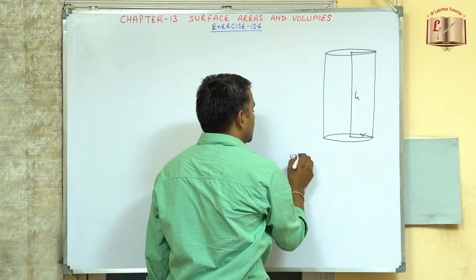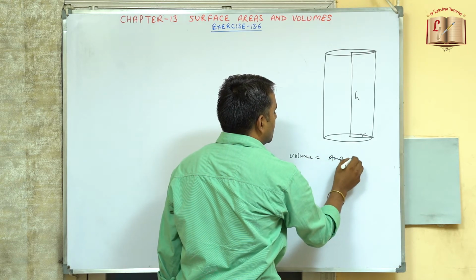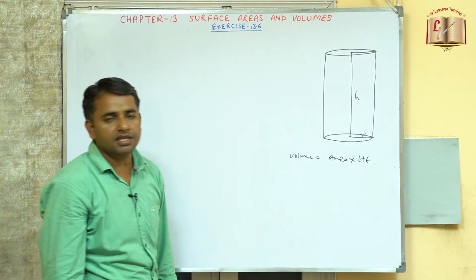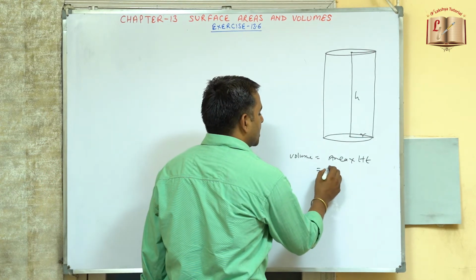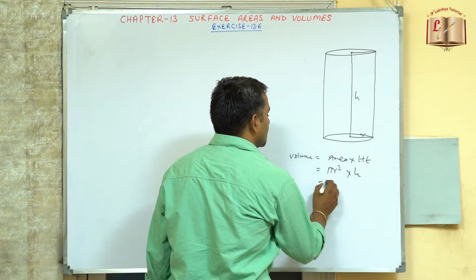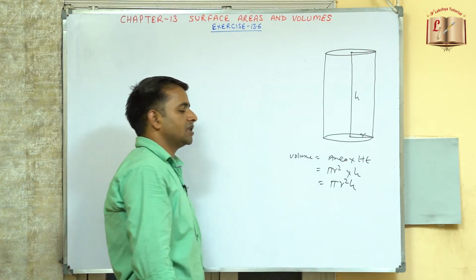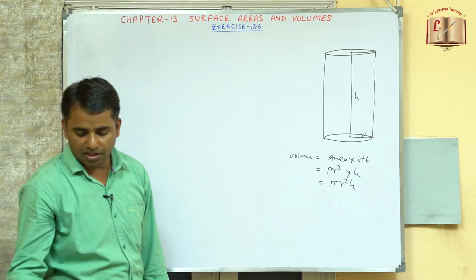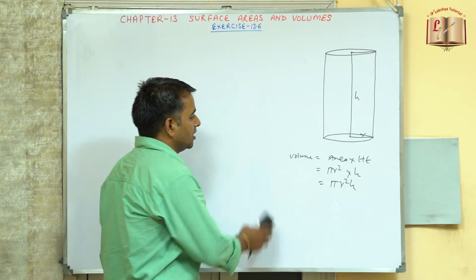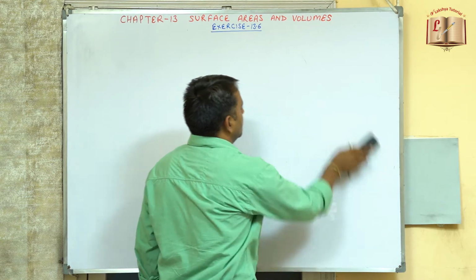So this is R, this is H. Now volume of cylinder is given as area into height. So area we know this is pi r square into height is h. So this will be now pi r square h. So volume of the cylinder is pi r square h, area into height. So with this concept only we will move to this exercise and we will discuss all the questions for this.